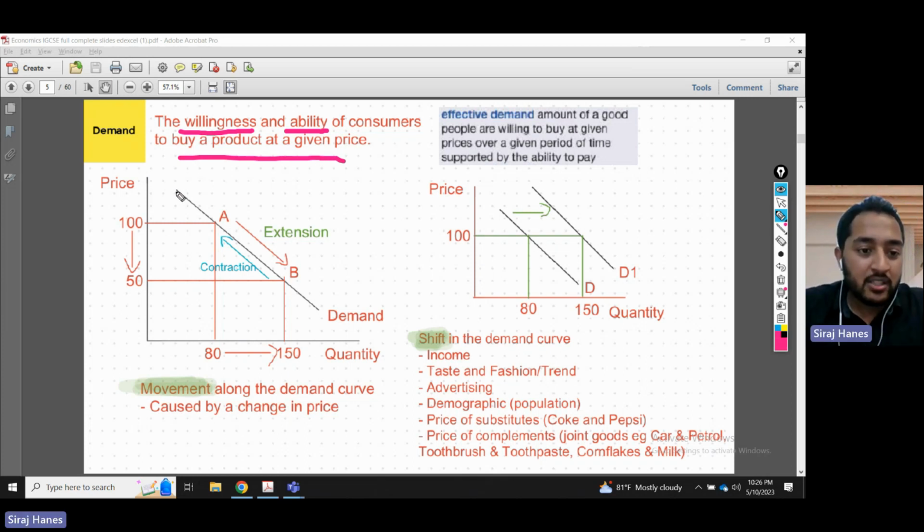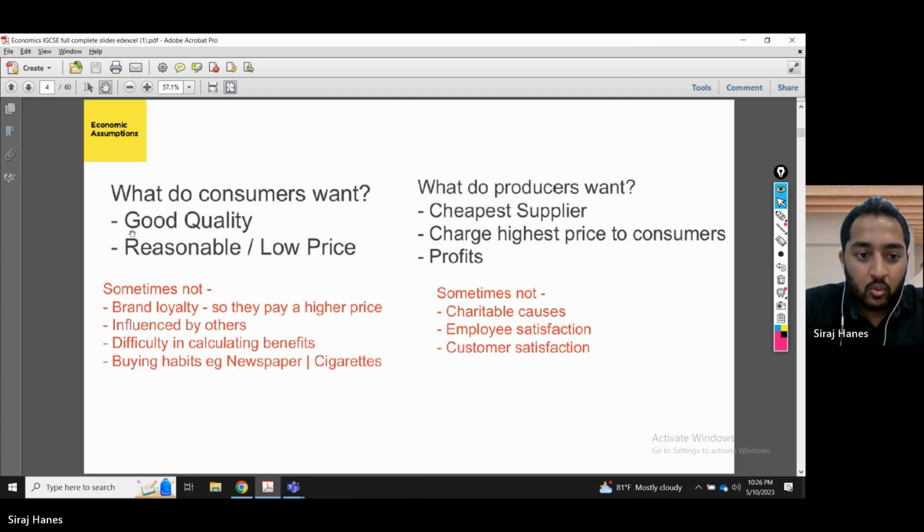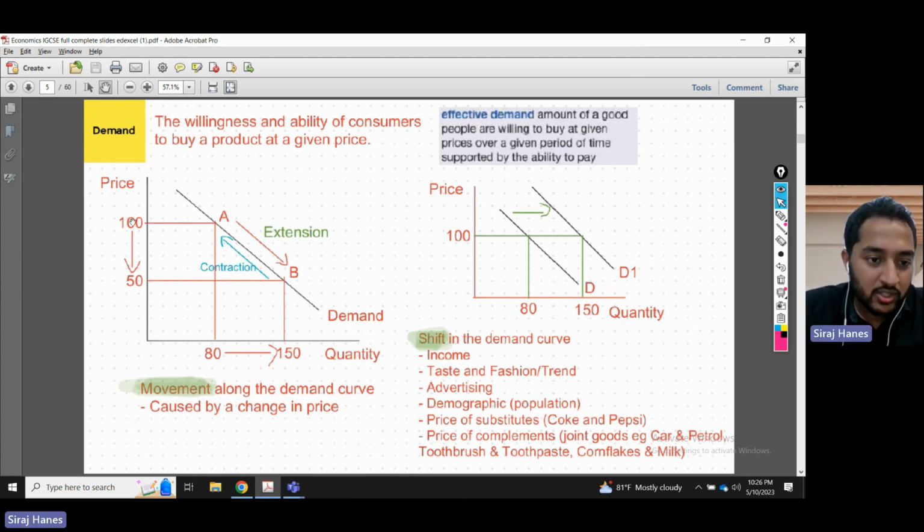Now, the demand curve is forever downward sloping. There's a reason for this. I told you in the previous slide that consumers want a reasonably low price, so we'll buy more if the prices are low. As you can see, when the price shifts from 100 to 50, we buy more. Not 80 people buy it, 150 people buy. This is called an extension of demand.